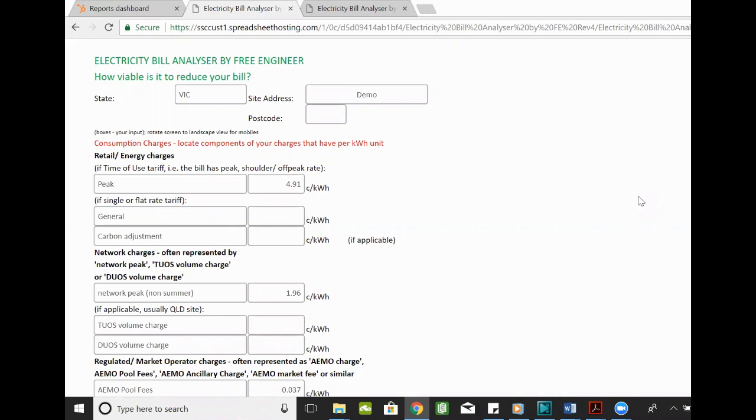This is the Electricity Bill Analyzer tool by Free Engineer. This proprietary software will score your bill with an algorithm put together by our engineers with many years of experience. So how does that work then?